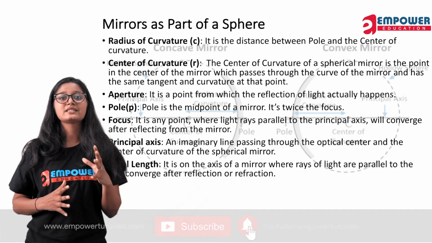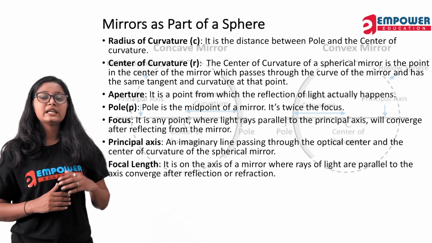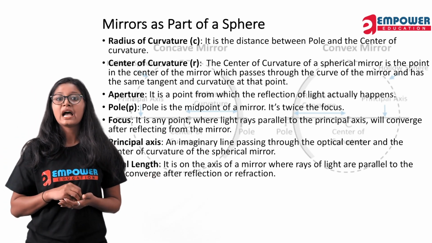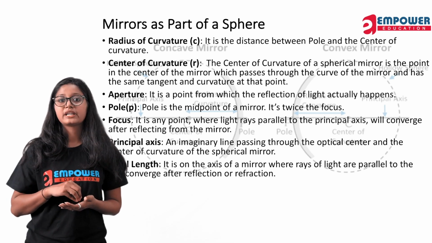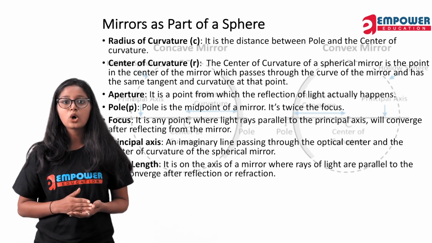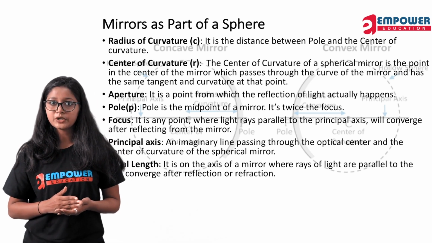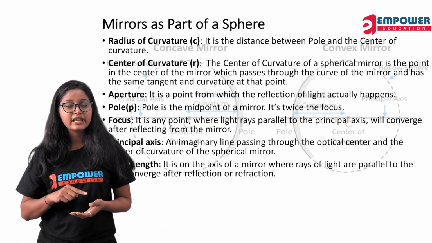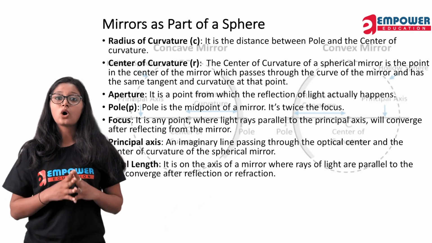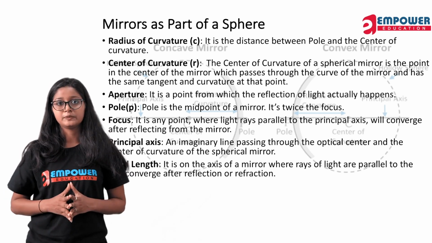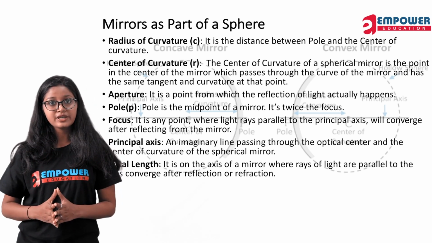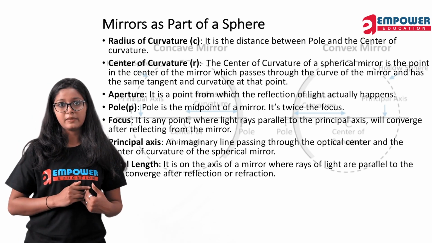So this is the center of curvature. Then, as we have already discussed, the pole, which is present at the center of the reflecting surface. Now we know the reflecting surface of a concave mirror and a convex mirror. The entire reflecting surface of the concave mirror and convex mirror is called the aperture of the mirror. That is, when rays of light fall on that surface, the light is reflected back.